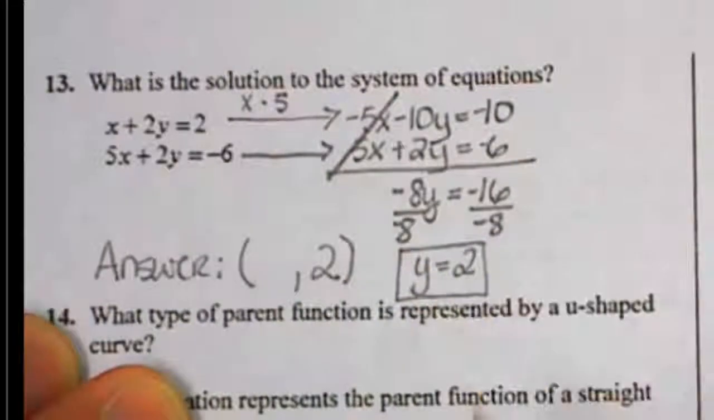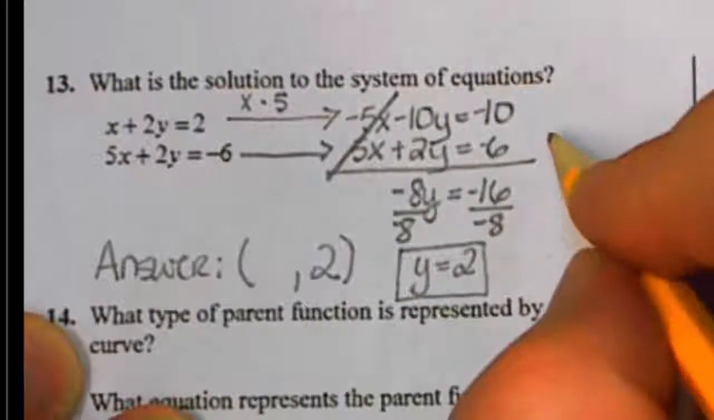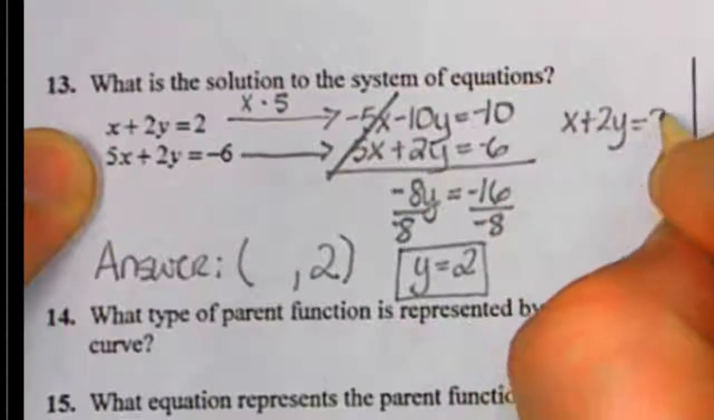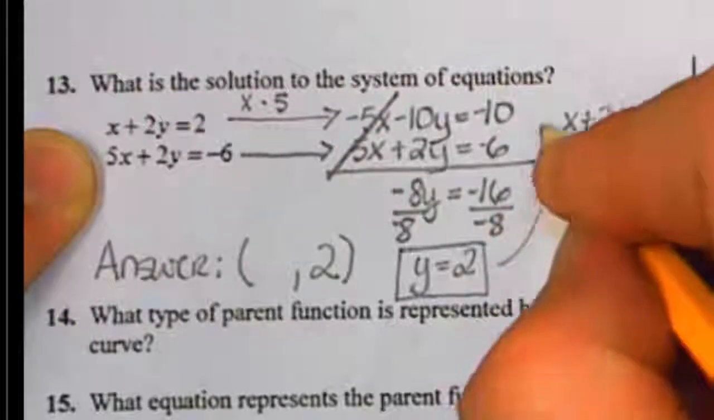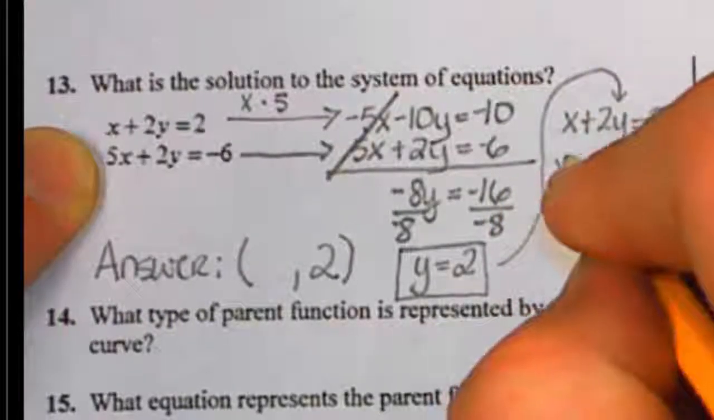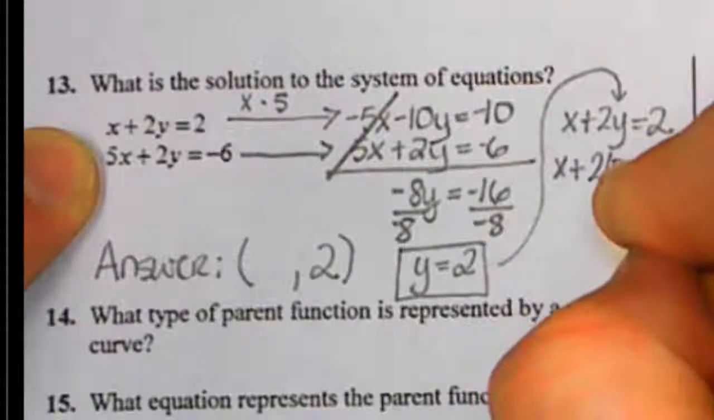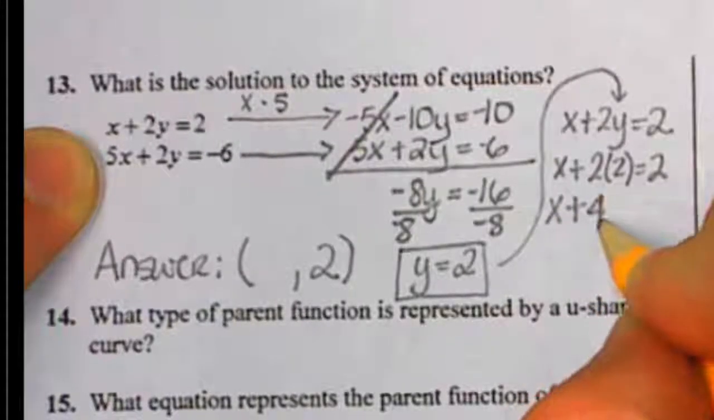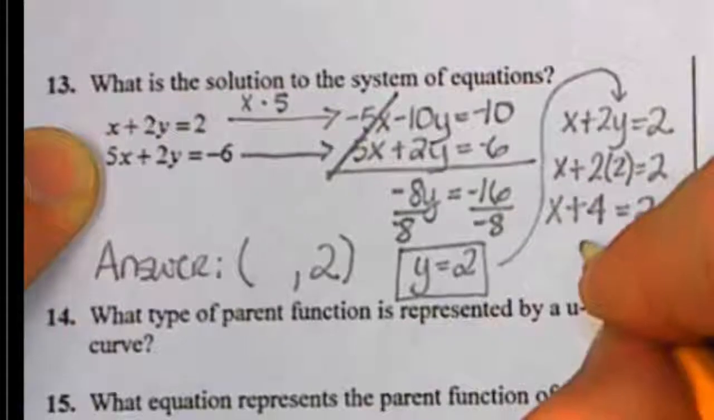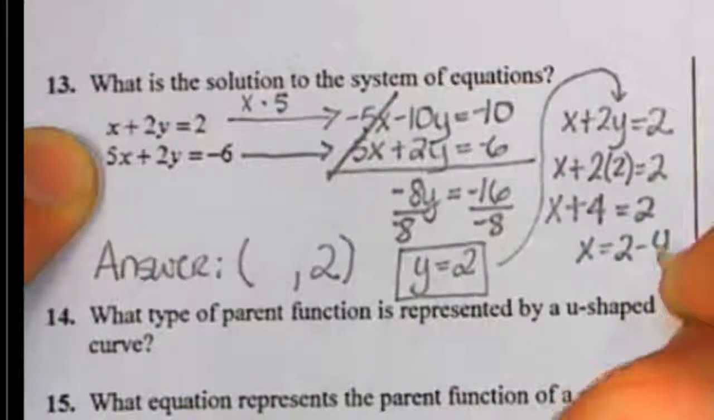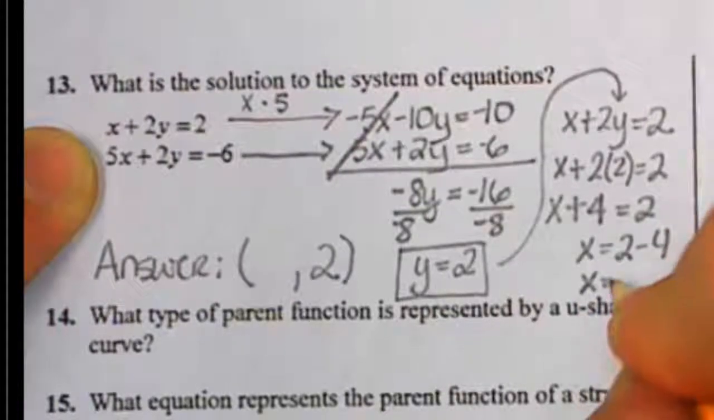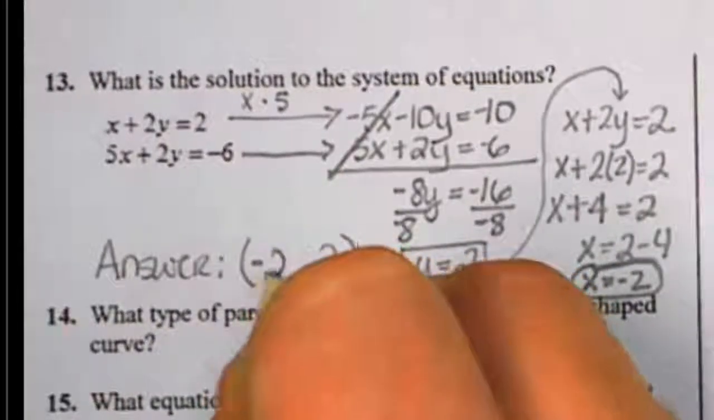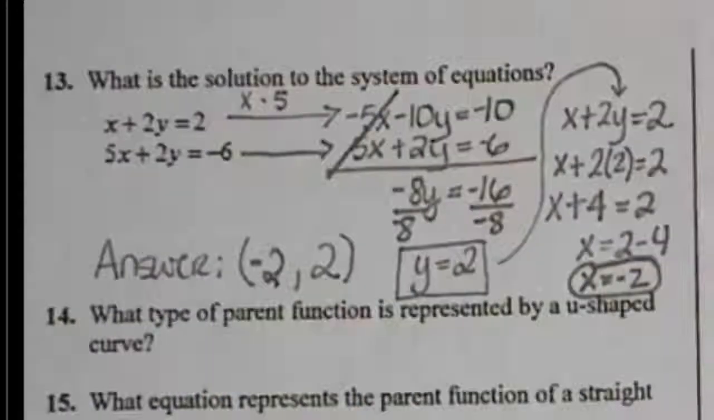And I still have to find my x. In order to do that, I'm going to copy the first equation, which is x plus 2y equals 2. I'm going to bring this value here that I found, and I'm going to plug it into the equation. So it'll be x plus 2 parenthesis 2 equals 2. 2 times 2 is 4. And we're going to move the 4 to the other side, so it'll be 2 minus 4. And this would be x equals negative 2. So that means my answer will have negative 2 right there. Alright, very good.